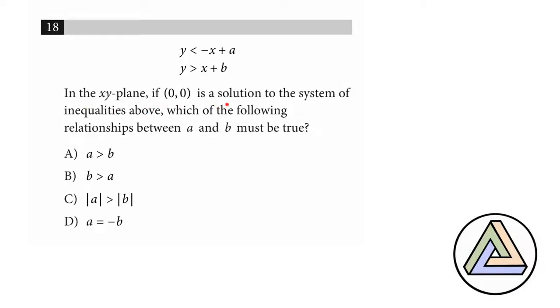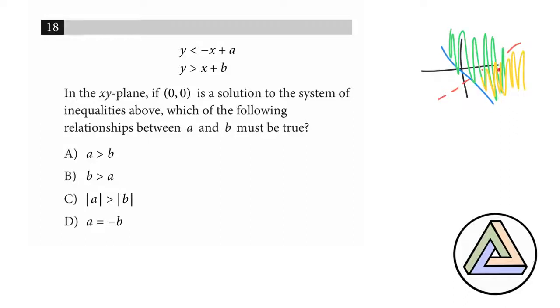Okay, in the xy plane, if 0, 0 is the solution to the system of inequalities above, which of the following relationships between a and b must be true? Well, I know you could get bogged down fairly easily with this one, like, okay, solution to the system of inequalities above, what the heck does that mean? And maybe you vaguely remember having to graph the inequalities. Maybe one of them's a dotted line, and another one is a solid line, and you're shading above this one, and below this one, and the solution set ends up being here.